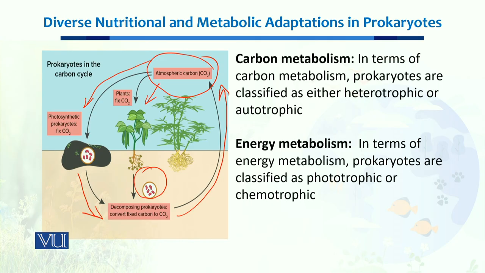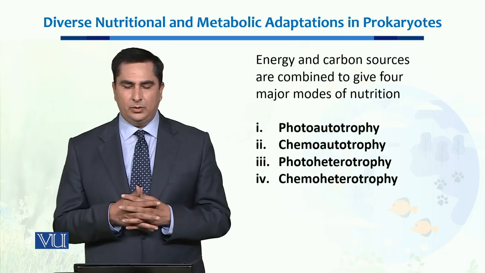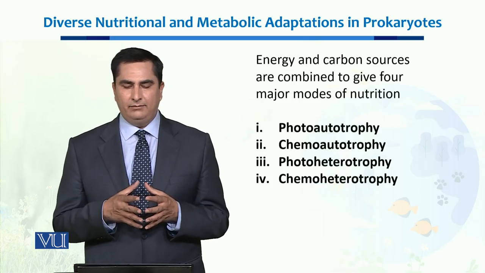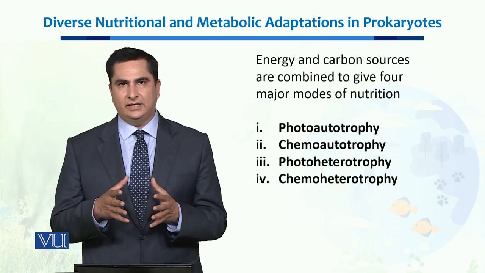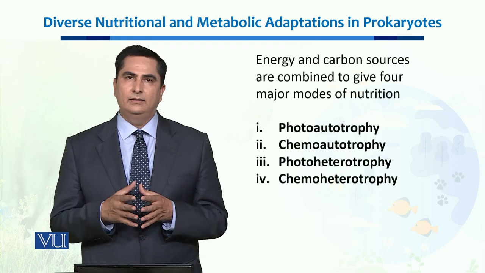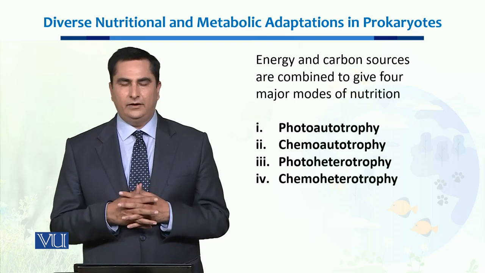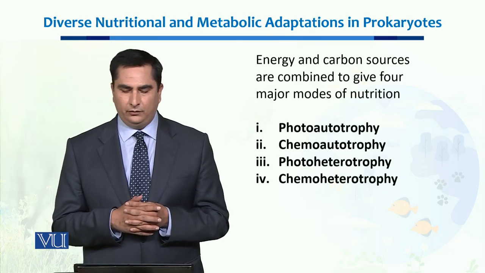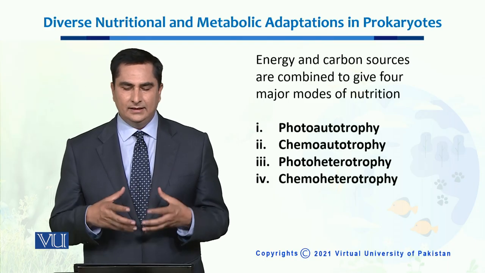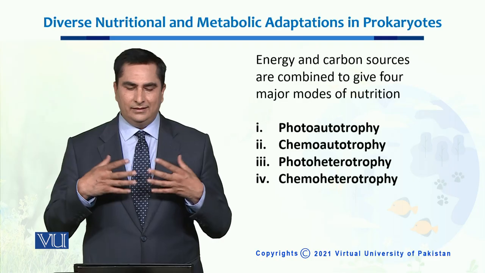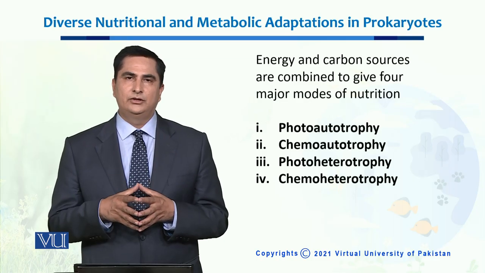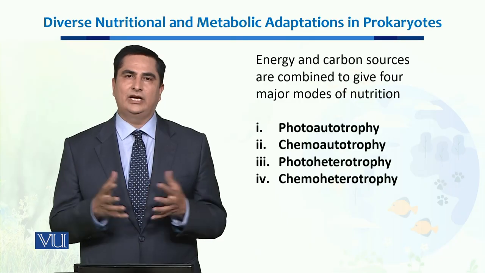Now, when we talk about energy metabolism, prokaryotes are classified as phototrophs and chemotrophs, just like we discussed earlier. On the basis of these energy and carbon sources, there are four major modes of nutrition in prokaryotes. One is photoautotrophy, the other is chemoautotrophy, the third is photoheterotrophy, and the fourth is chemoheterotrophy. These modes of nutrition or metabolism help them to survive best in challenging environments.